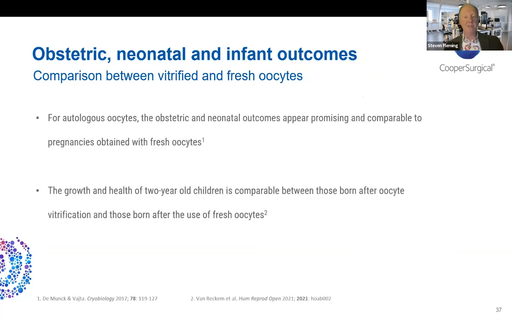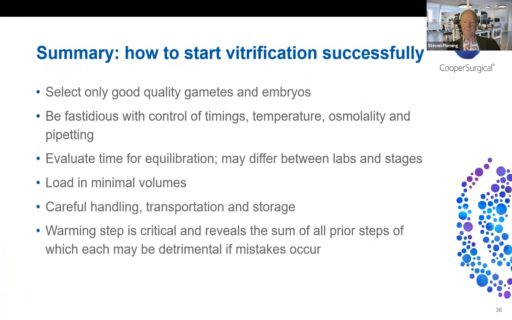Also reassuring is several studies reporting comparable obstetric and neonatal outcomes and comparable development and health of 2-year-olds following pregnancies resulting from the use of autologous vitrified oocytes and fresh oocytes.